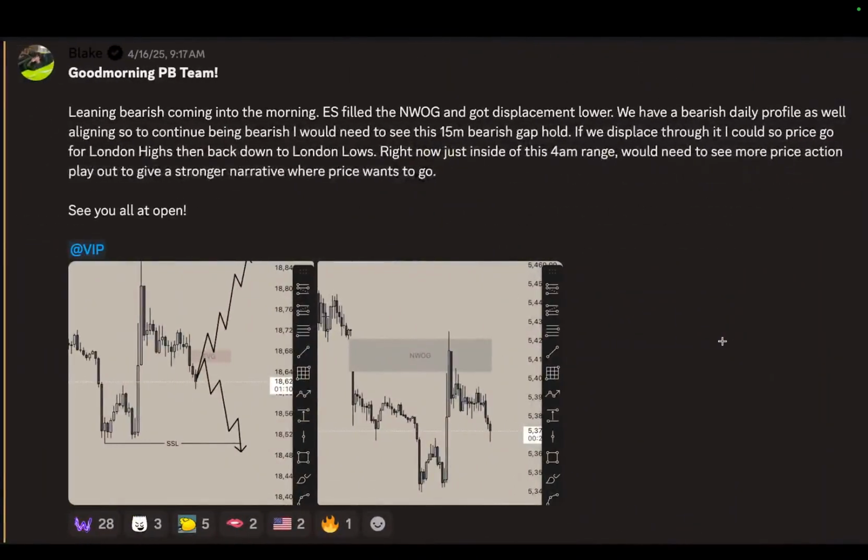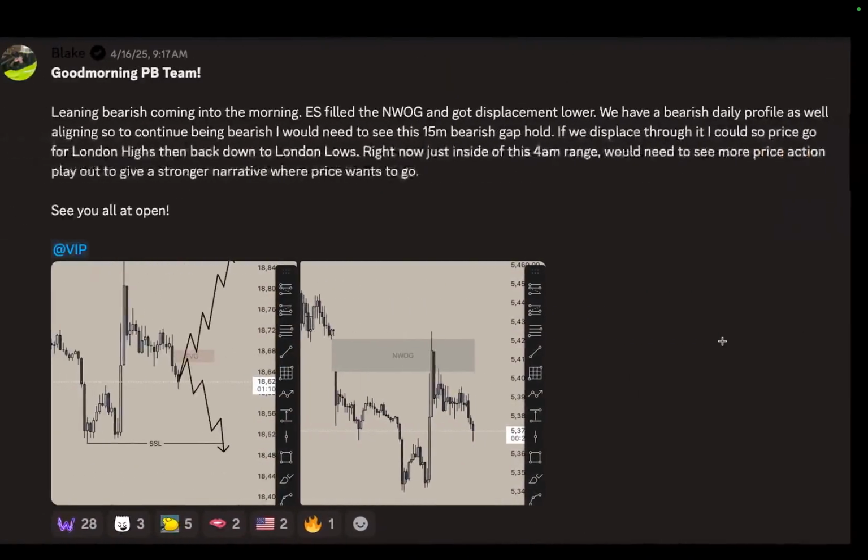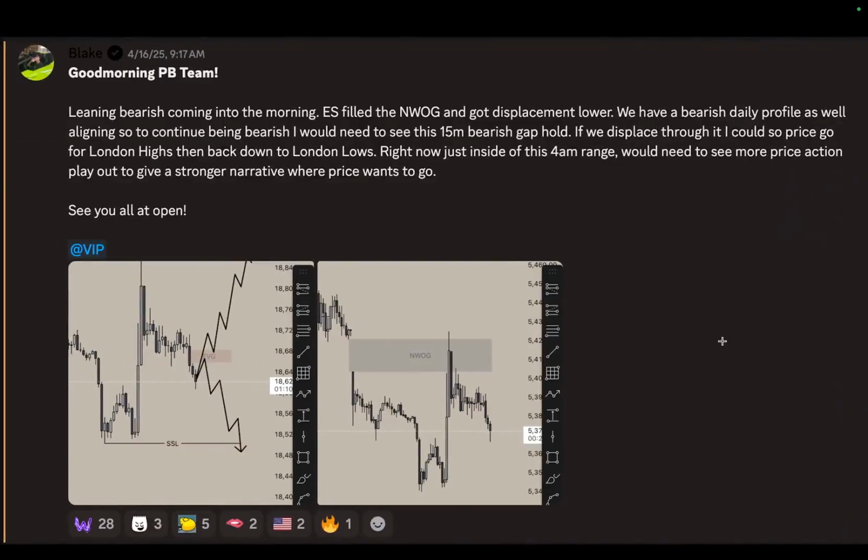Okay. So next example here, and again, you'll usually always see me saying I'm leaning somewhere. It's pretty rare, but some days I'm completely unbiased, but I'll usually have a lean towards somewhere. For this example, I was leaning bearish coming into the morning. ES filled the new week opening gap. We got that displacement lower. We also have a bearish daily profile as well to confirm that bias.